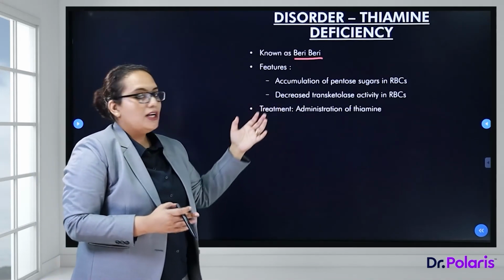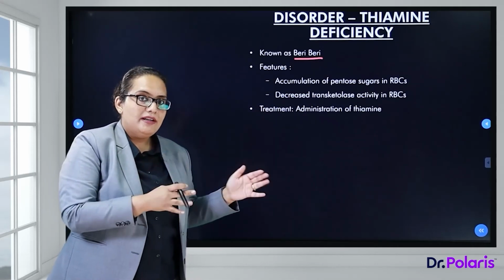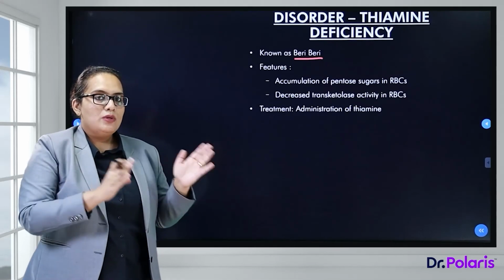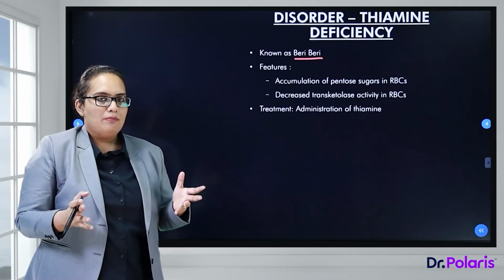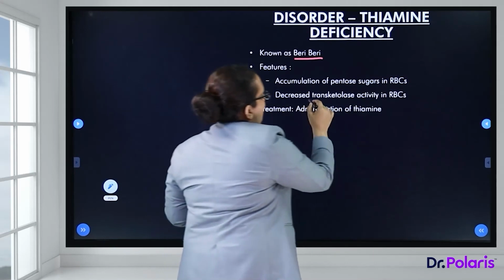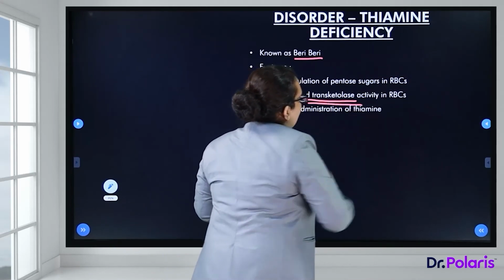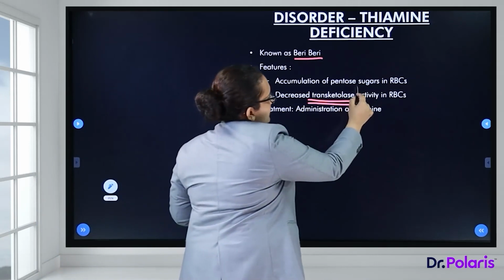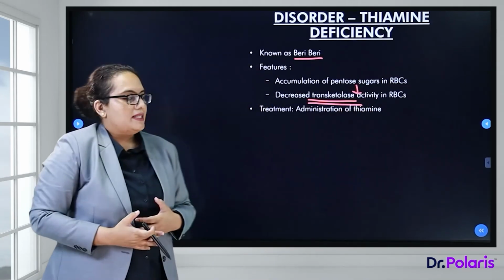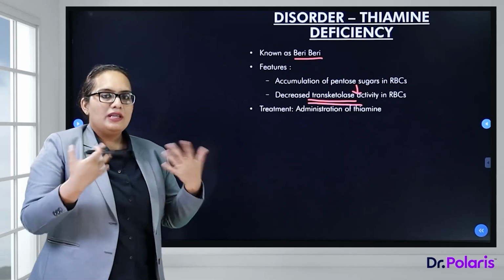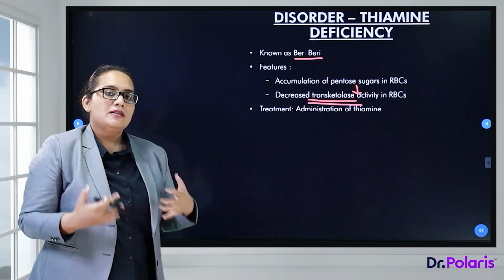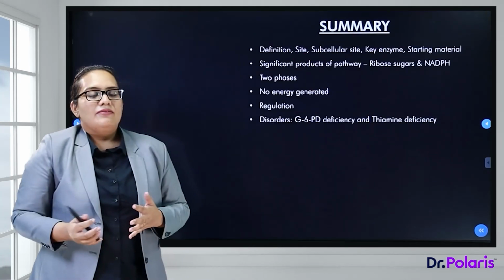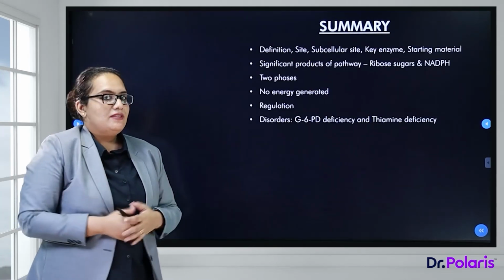In order to find out whether this is due to G6PD deficiency or due to thiamine deficiency, the best way to distinguish the cause for accumulation of pentose sugars would be to measure the transketolase activity in the RBCs. Whenever there is thiamine deficiency, obviously there will be a decrease in the enzyme activity. Treatment would be just to administer thiamine to the patient. So with that, we are done with the topic of this session.